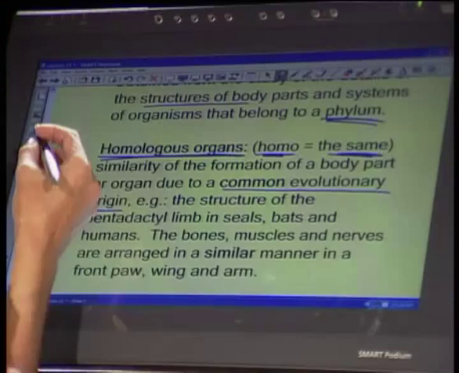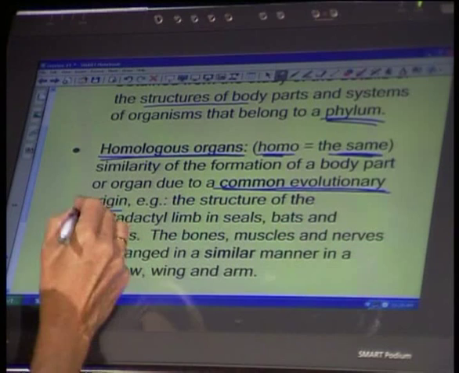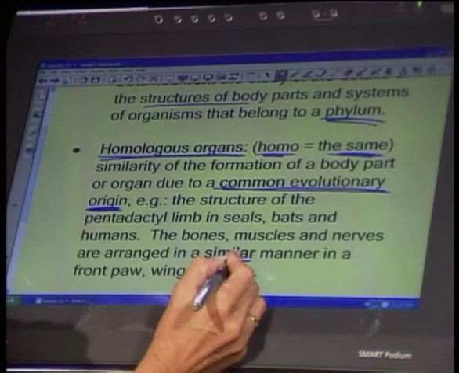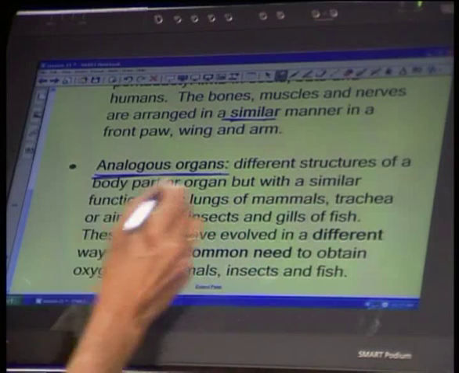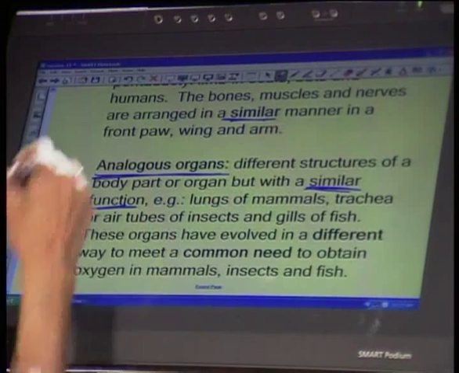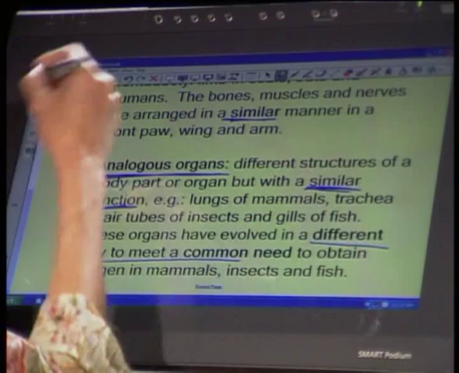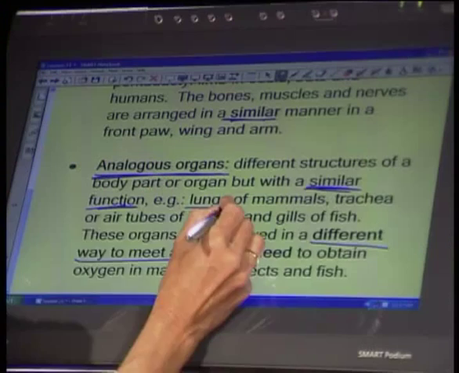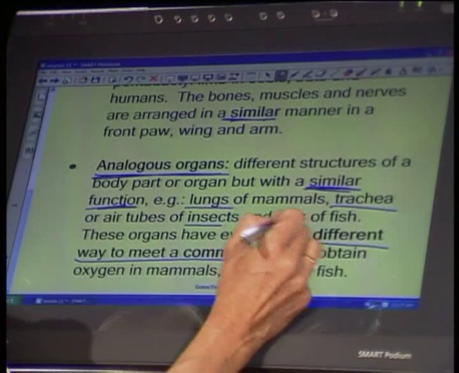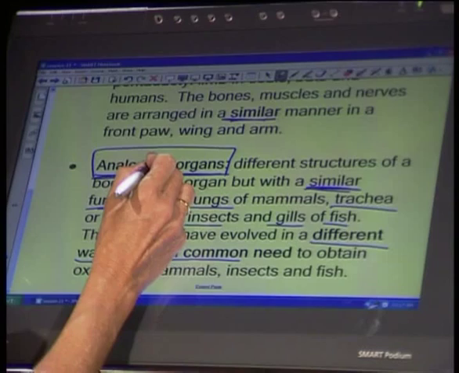So they are homologous structures. Why? They have the same common evolutionary origin. All right? So the bones, the muscles, and nerves are arranged in a similar manner, and we end up with structures that are very similar but are used for different things. So similar structures, same origin, different things. That's homologous. If we look at analogous organs, okay, these are different structures of body parts or organs with similar functions. So they've originated and evolved from a different process, but they have the same or similar function. And here we'd look at the lungs in mammals, we'd look at the trachea in insects, and we'd look at the gills in fish. So they have a similar function, okay, but a different origin.